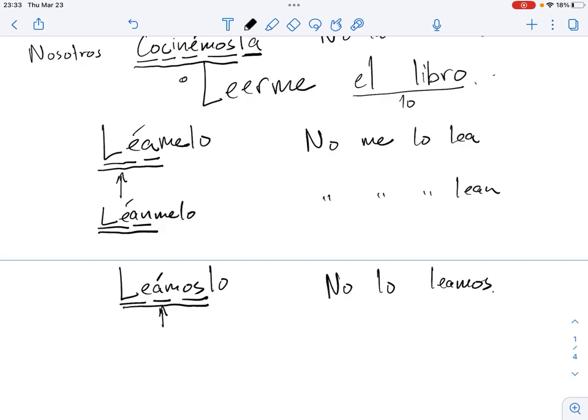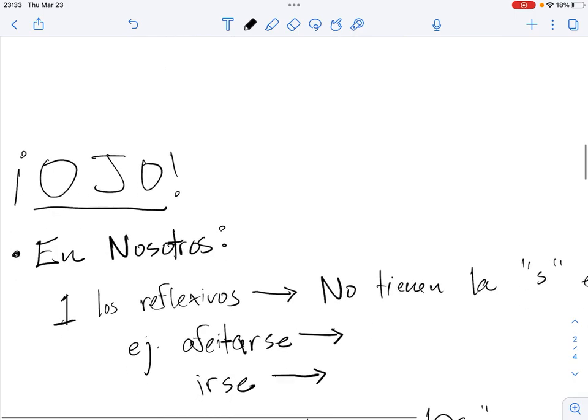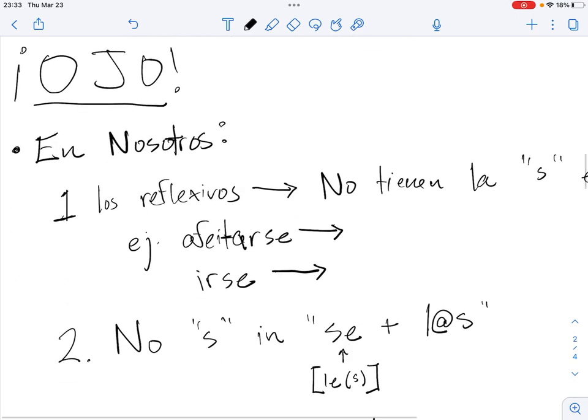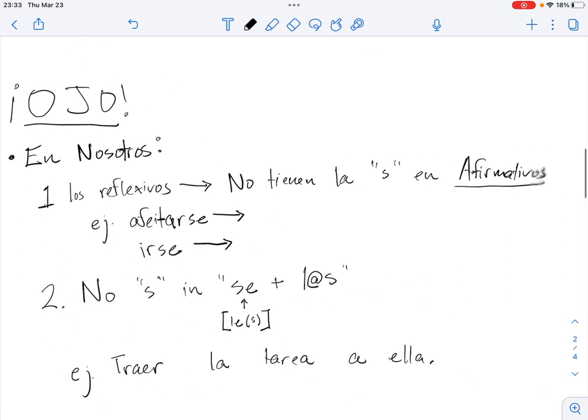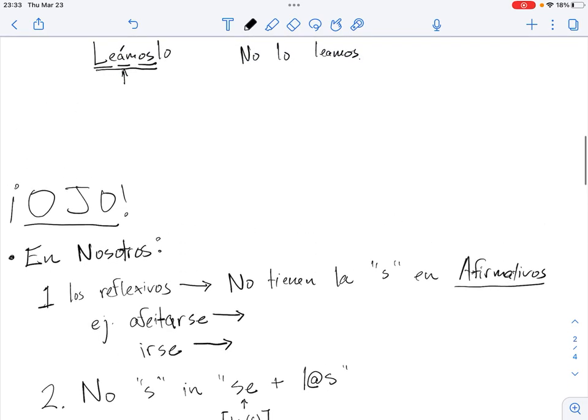All right. Not too bad, right? Good. Let's make it more complicated. Oh, there's always something, isn't there? In nosotros, con los reflexivos, no hay la S, right? Afeitar by itself would be afeitemos. Ir, well, it depends if it's affirmative or negative. Oh, well, we're just talking about affirmatives, right? Right here, afirmativos.